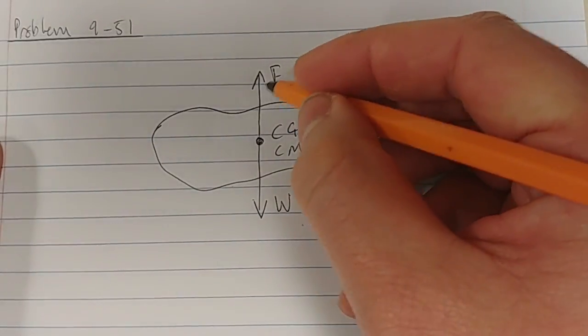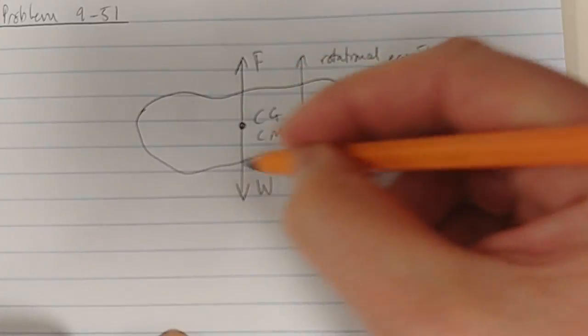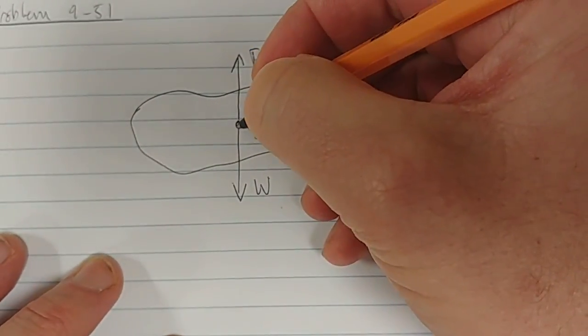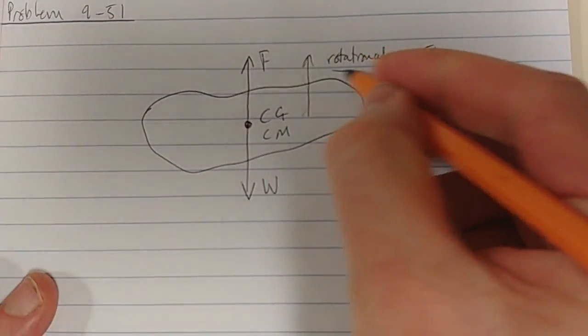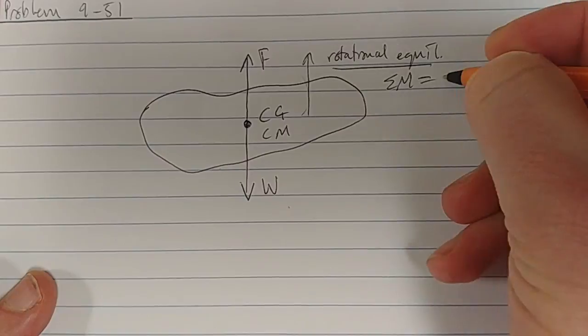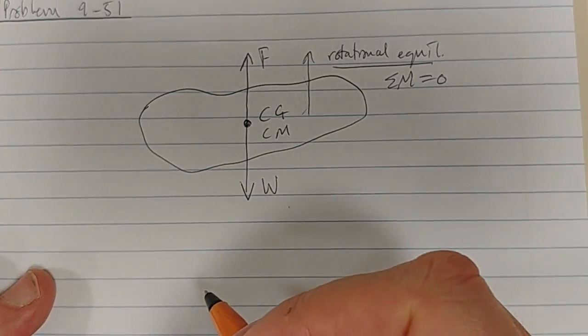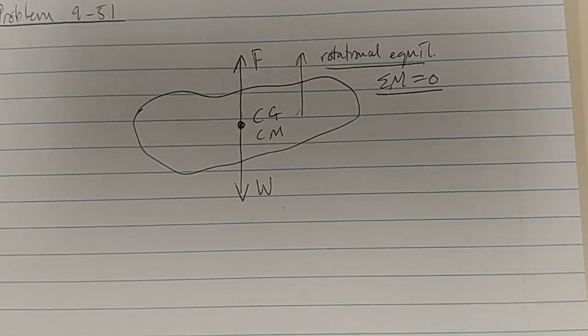Okay? So if you apply that force somewhere else, for example, then you know that there'll be a moment. But if you apply the force exactly opposite the center of gravity, then you're going to have rotational equilibrium, meaning the sum of the moments equals 0. There'll be no rotation, okay? So that's essentially what this is saying.